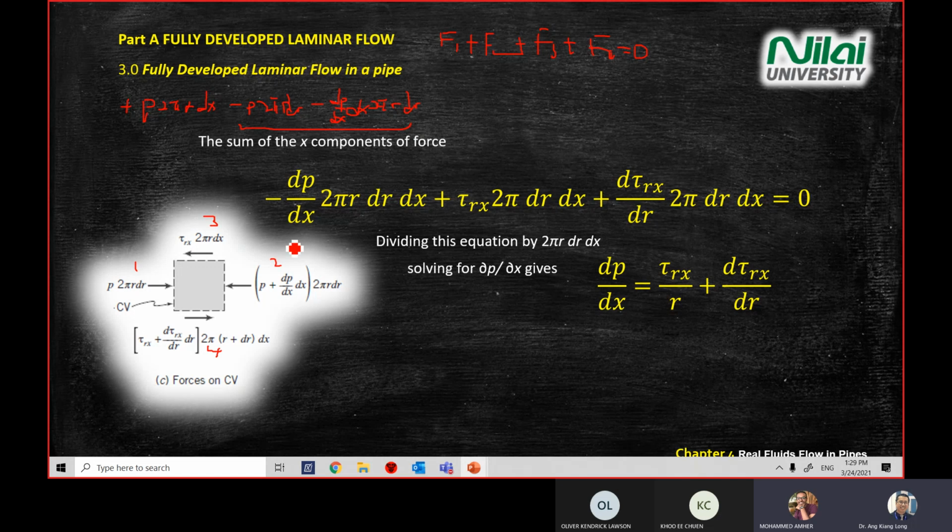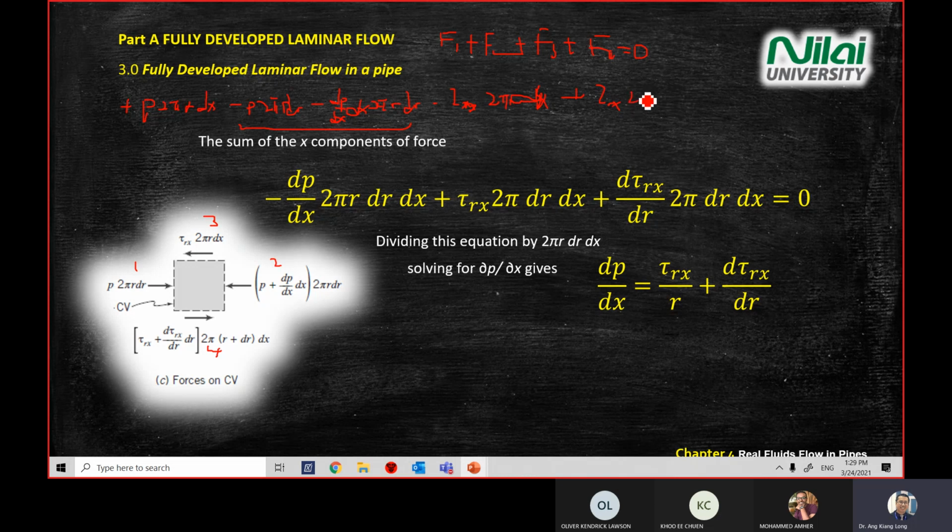Yeah, this is what I meant. Then continue with 3. Number 3 is negative also, going to the left. Negative shear stress Rx 2 pi R dx. Apologize for my writing using my mouse. And positive plus 4, you have shear Rx. There's a very lengthy equation over here.